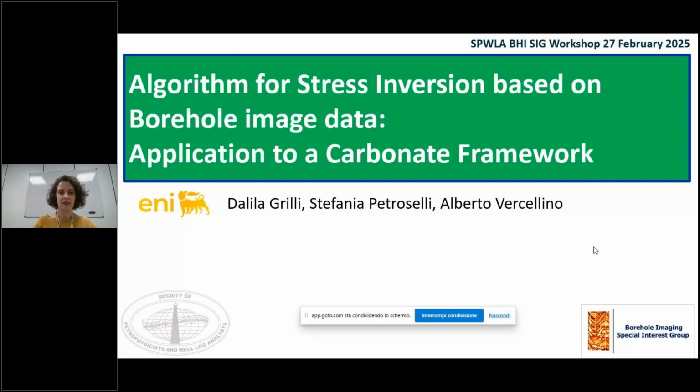Today I would like to present to you the work about an algorithm for stress inversion based on borehole image data and its further application to a carbonate framework. This work was developed in collaboration with my colleagues Stefania Petroselli, an engineer from the Geomechanical department, and Alberto Vercellino from the Petrophysical department.